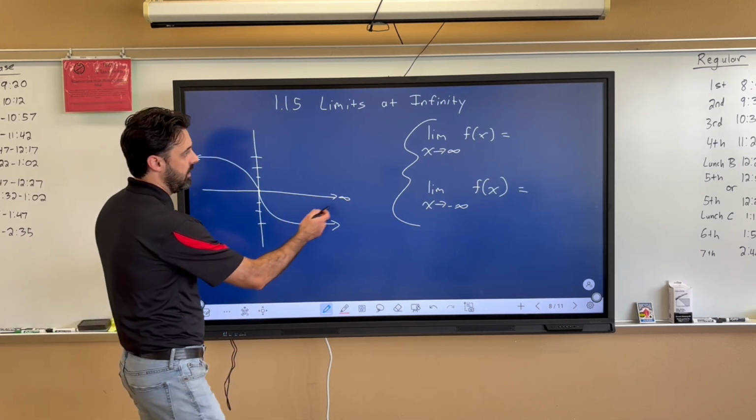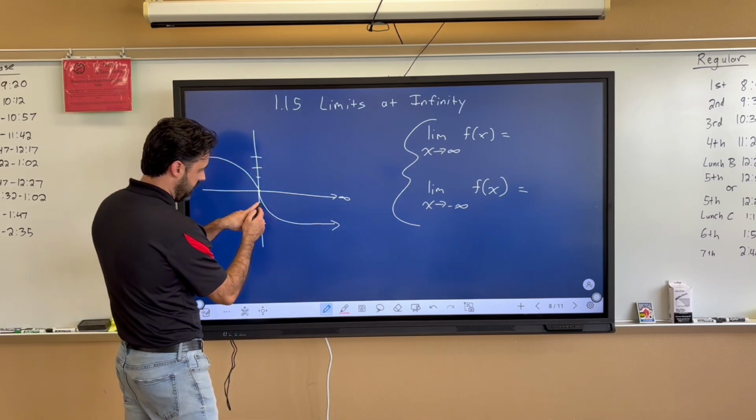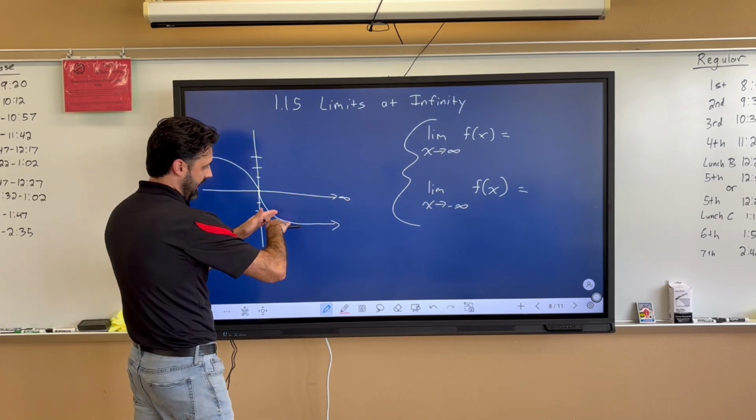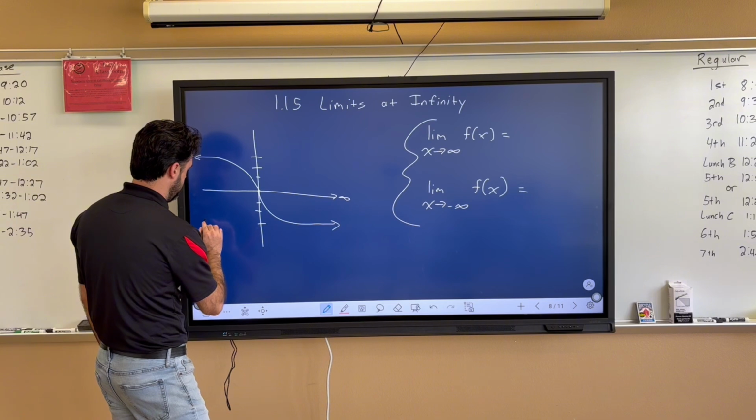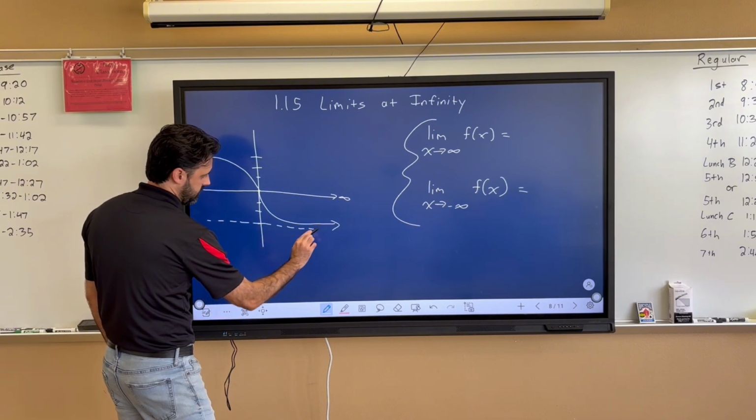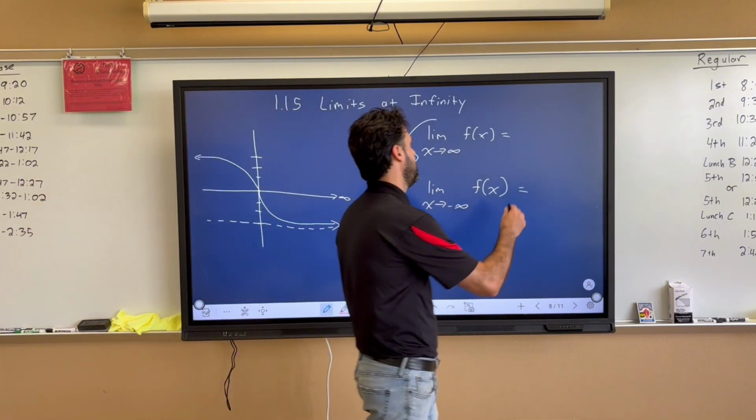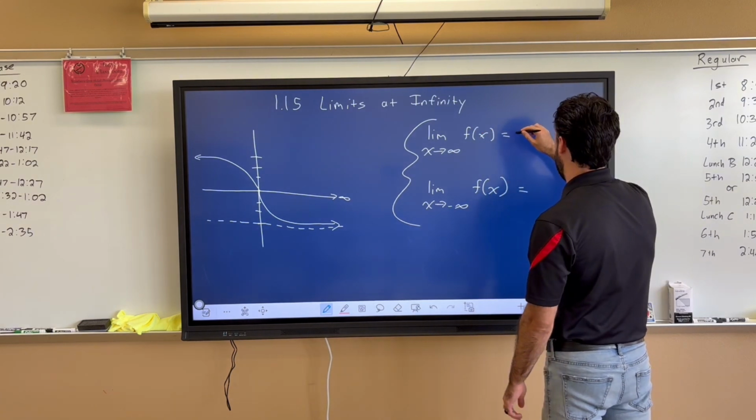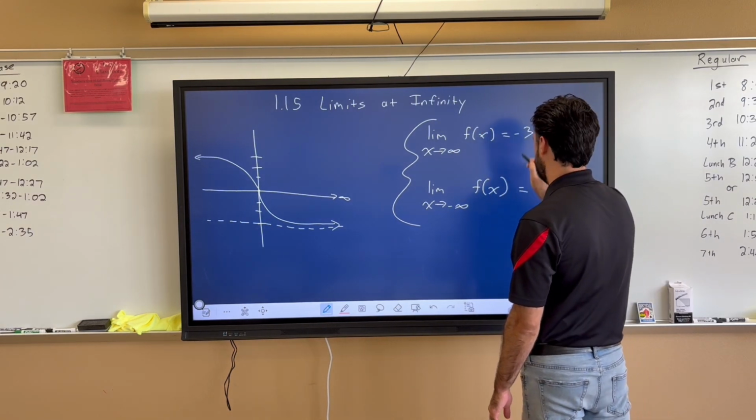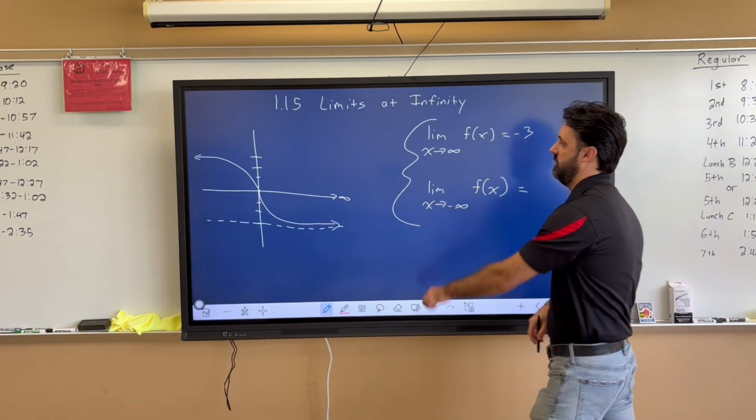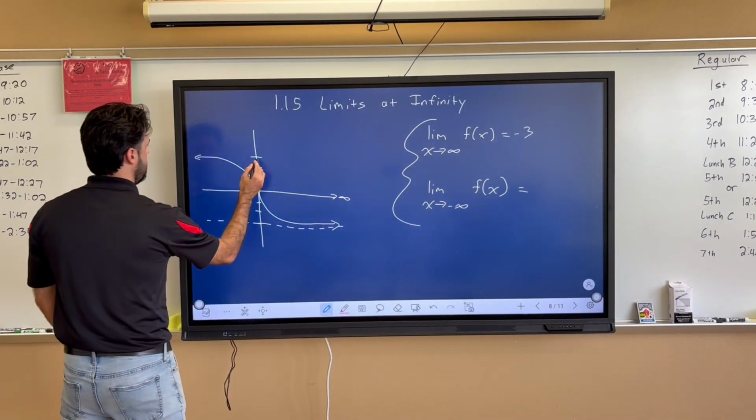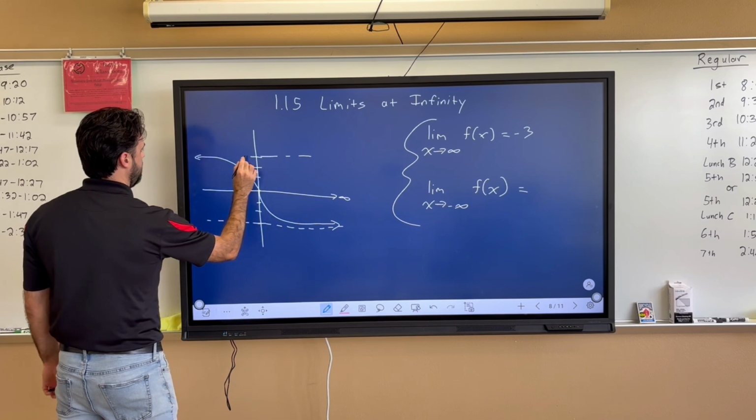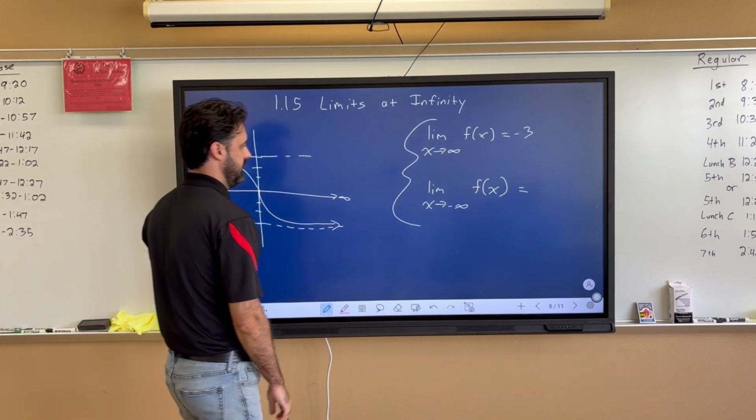All right, so as we go right forever, it looks like this graph is kind of leveling off and getting really close to y equals -3. So that's going to be what the function is approaching, is the value of -3. As we go left forever, right, it looks like there's a horizontal asymptote at +3.